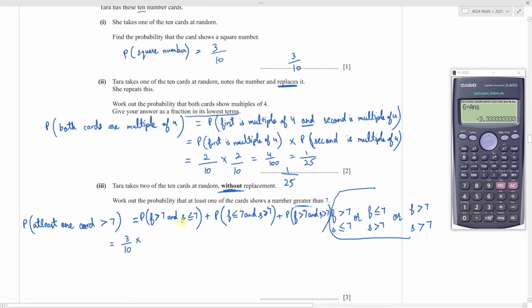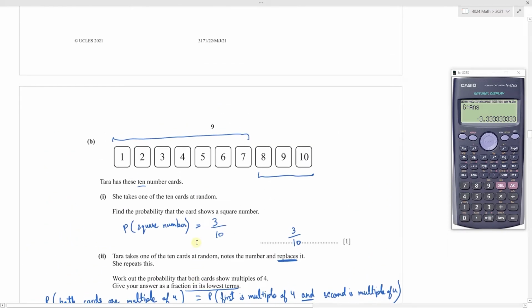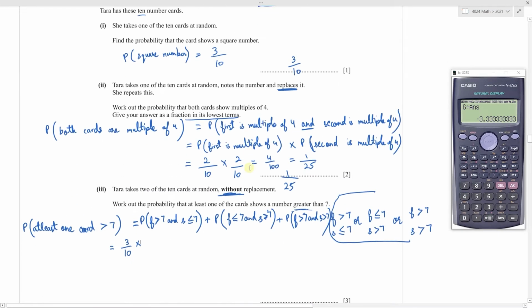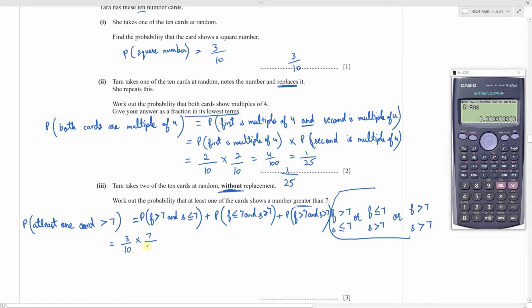So multiplied by, when you're picking the second one, what is the probability? It is less than or equal to 7. You have how many less than or equal to 7? 7 cards. But now your total is 9 because you've already picked one and you did not replace it. So it is without replacement.